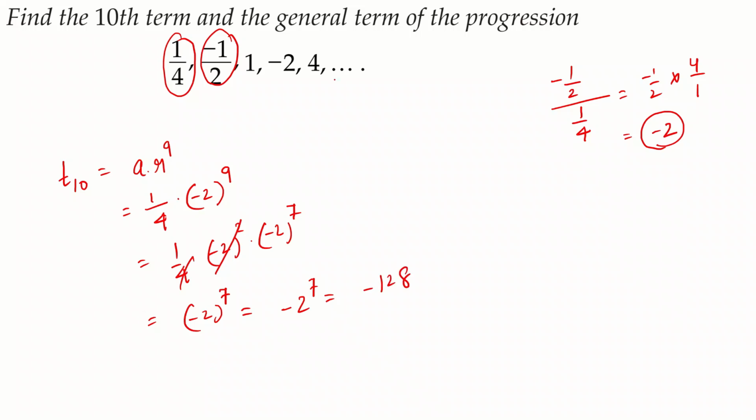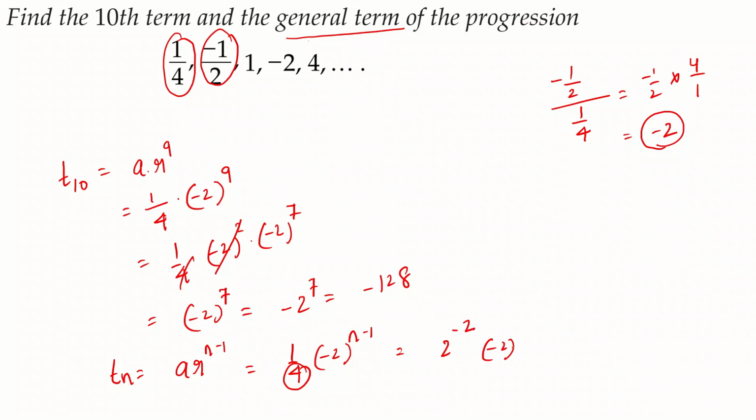Now, they are also asking to find out the general term of the progression, which is Tn. So, what is Tn? A r to the power of n minus 1, which is 1 by 4, because a is 1 by 4, times minus 2 to the power of n minus 1. Now, I can write this 1 by 4 as 2 to the power of minus 2, because 4 is 2 to the power of 2 and 1 by 4 is 2 to the power of minus 2. Then minus 2 to the power of n minus 1.